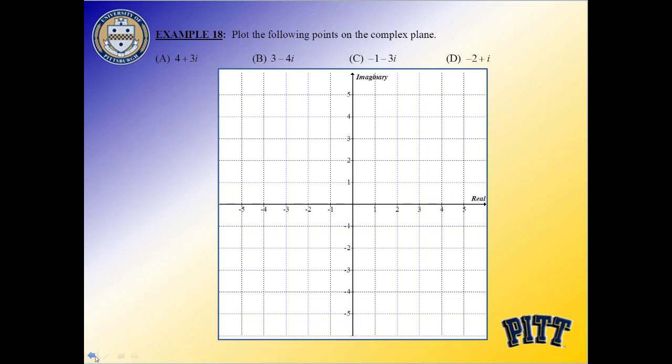axis. So if I'm doing 4 plus 3i, then I have a real value of 4, the imaginary value is 3, so that's where I would plot it. If b was 3 minus 4i, again, the real part is 3, the imaginary part is negative 4, so I move 4 down. That's where it's plotted. So forth, and so on.